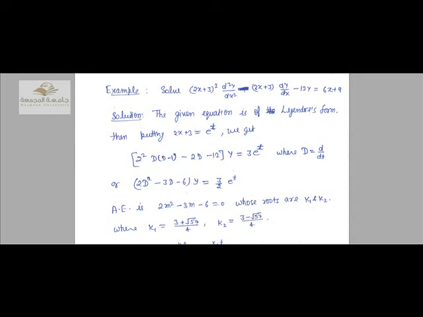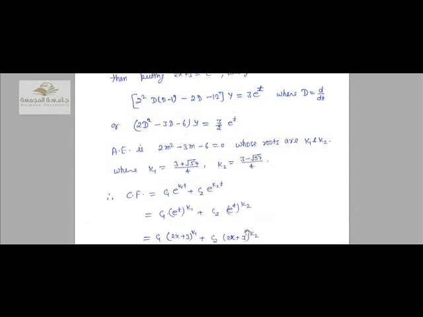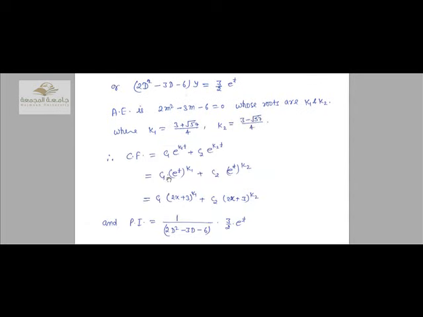Auxiliary equation is 2m² − m − 6 = 0, whose roots are k1 and k2, where k1 = (3 + √57)/4 and k2 = (3 − √57)/4. Therefore, the complementary function is c1 e^(k1 t) + c2 e^(k2 t).